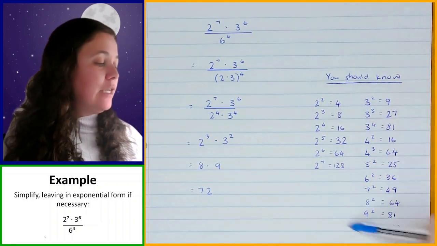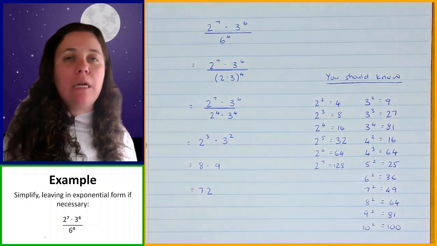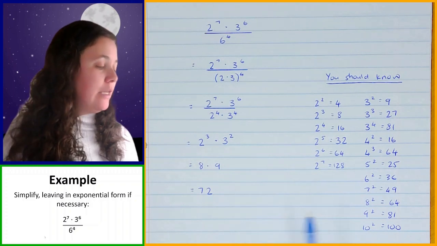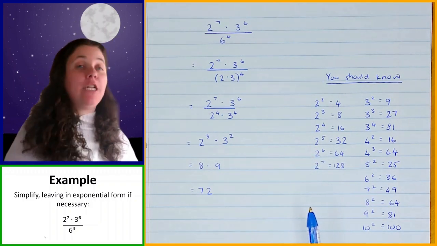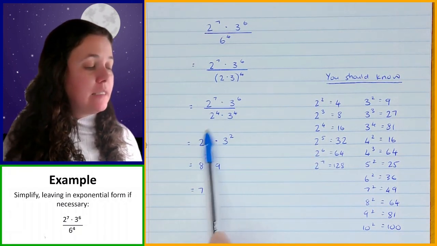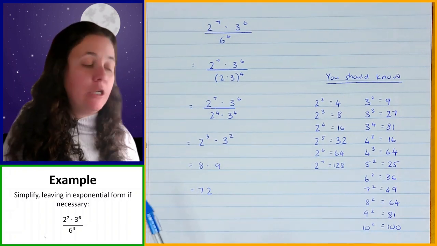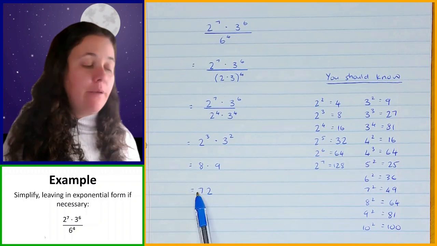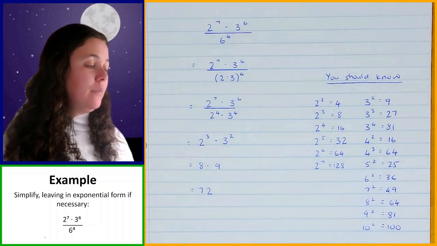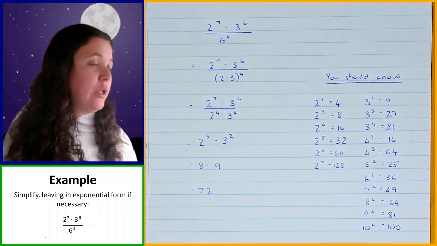Depending on what else is in the question, these are ones that you should change back. If you do get something like this and you're not told explicitly to leave it in exponential form, then you should change them back. So those are just ones that you need to be aware of.